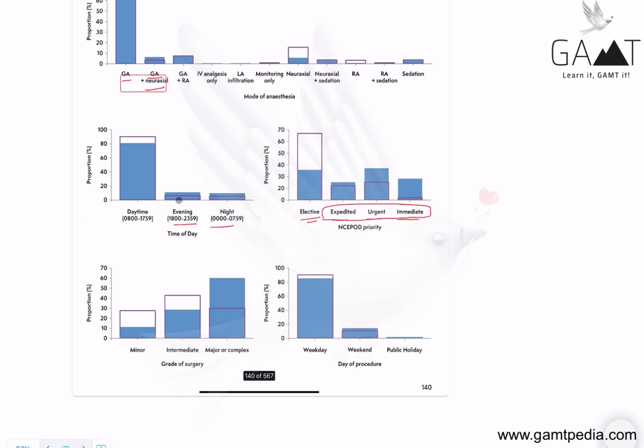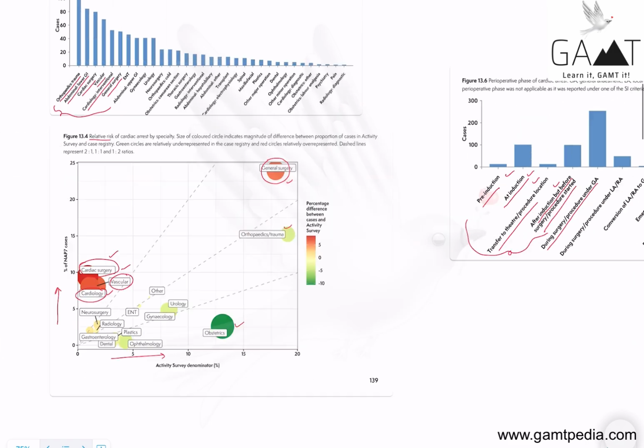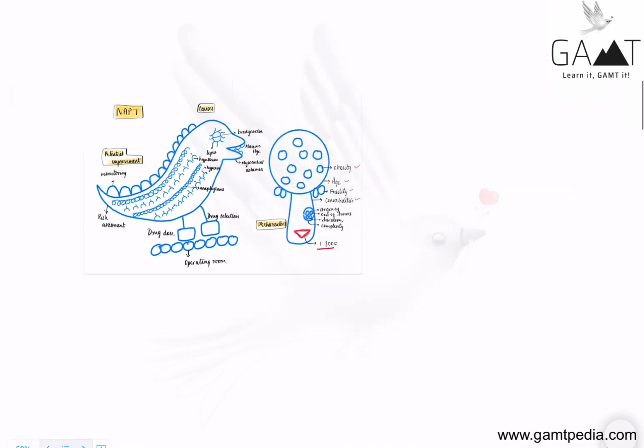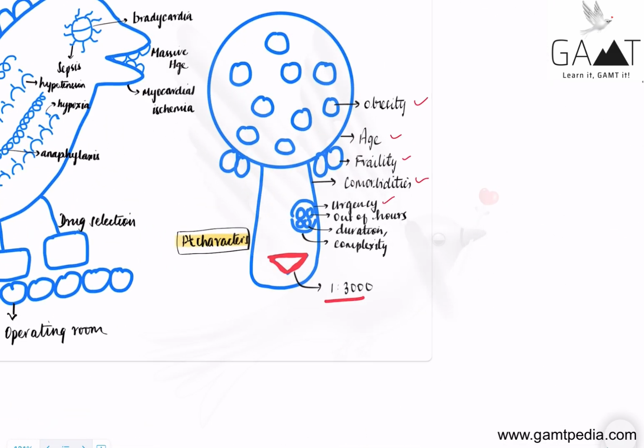No surprises here again. The grade of surgery, major and complex surgeries, are way overrepresented in the perioperative cardiac arrest group, and so is weekend surgery. So you have urgent surgeries, out-of-hours surgeries, duration, and complexity. All of these factors increase the risk of perioperative cardiac arrest.